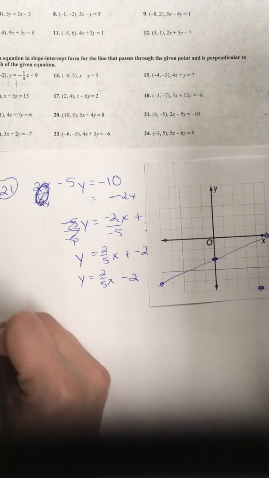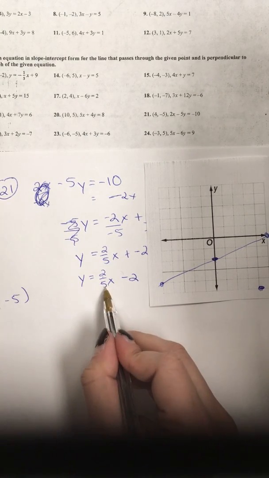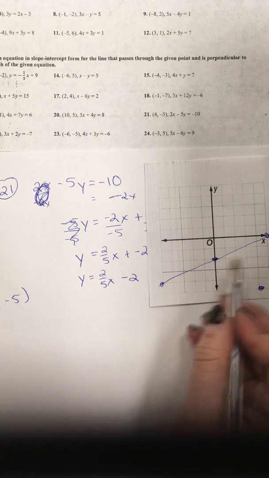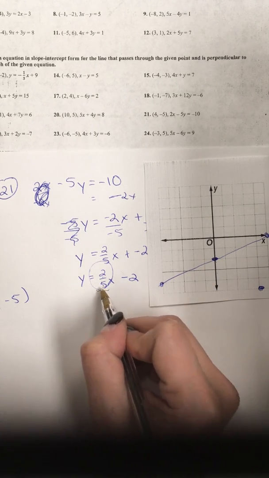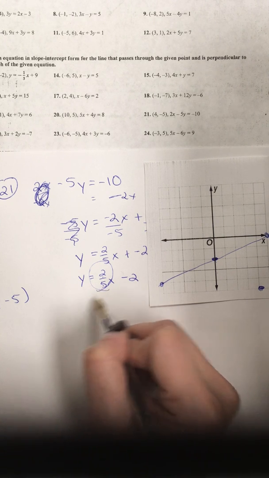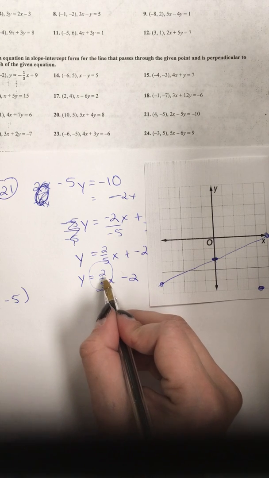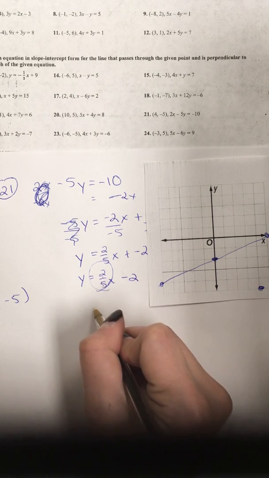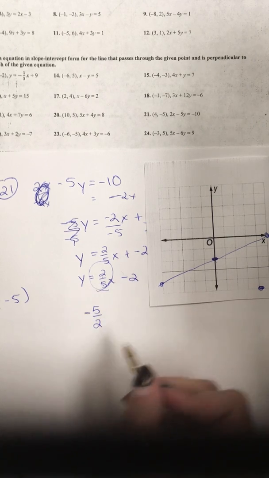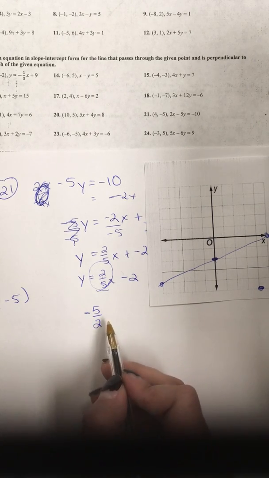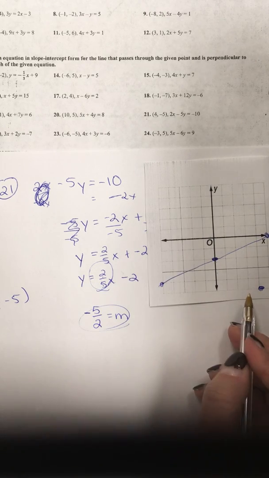So I've got a point that they gave me. I've got 4, negative 5. I also know the slope of the line that it's going to be perpendicular to. That was 2/5, right? Well, when I want the slope of a line that's perpendicular to the original one, I look at the original slope, I flip it, that's called the reciprocal, and I change the sign. That's called the opposite reciprocal. So this is the slope I'll use for that perpendicular line.